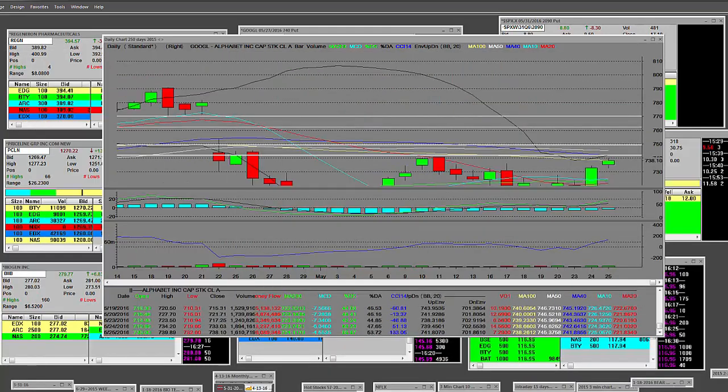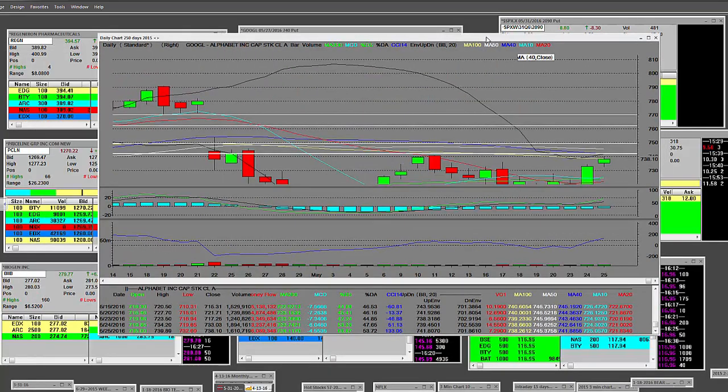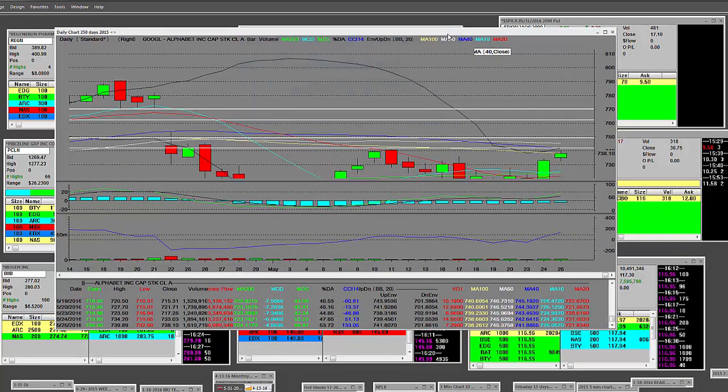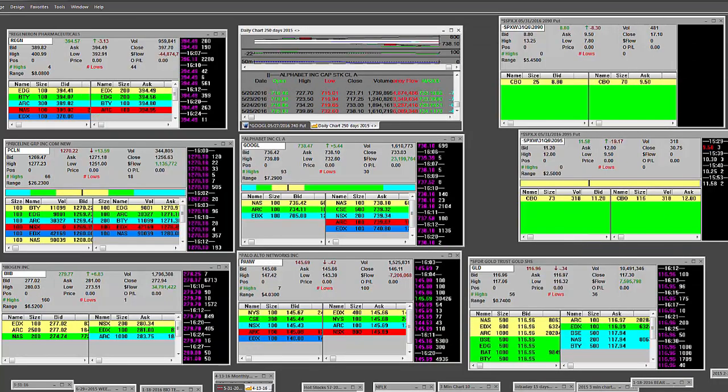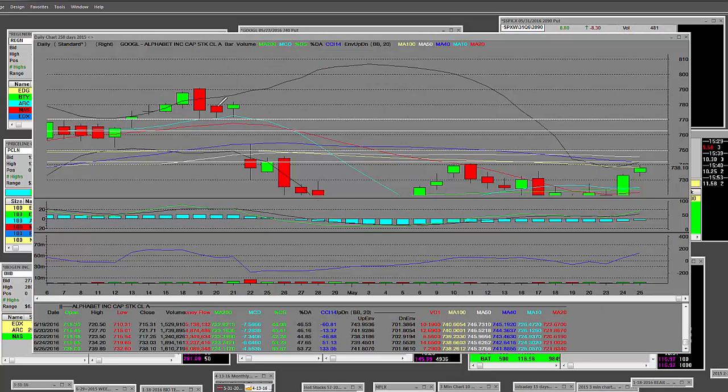Now, when I go to Google here and we take a look at the daily view, oops, I'm sorry, hold on one second. Here we have on GOOGL a daily chart.